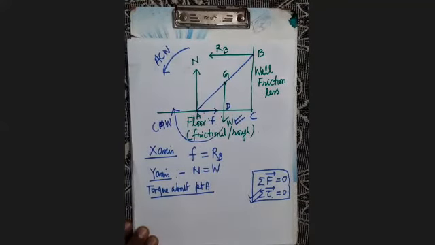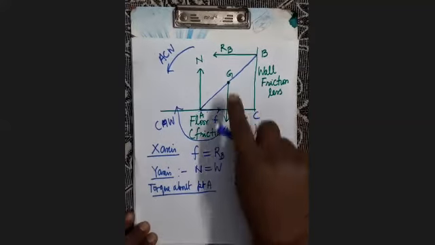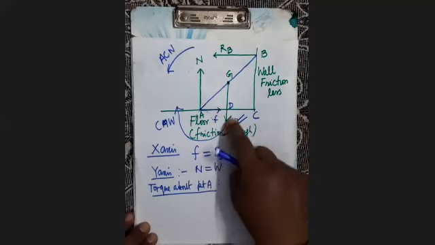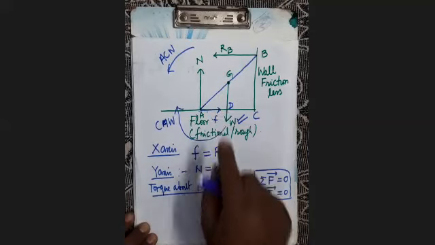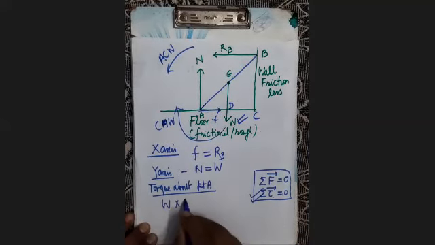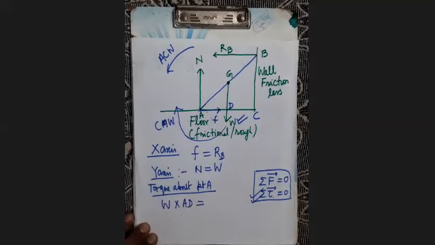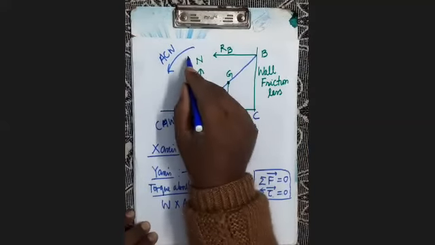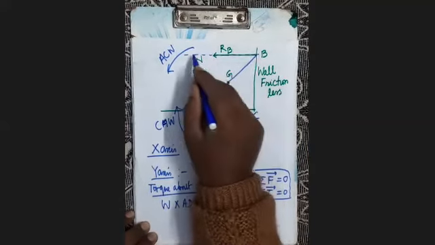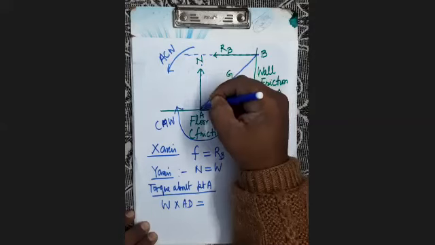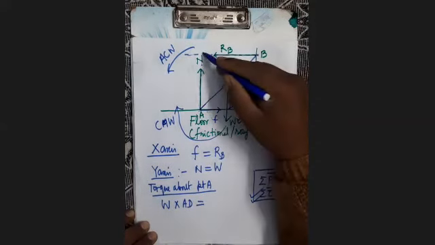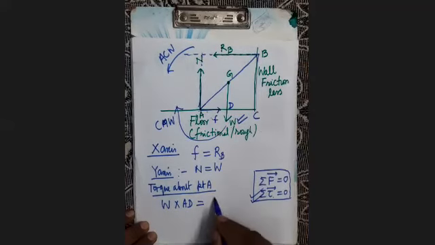What is the clockwise moment? Clockwise moment will be this force multiplied by the perpendicular distance of its line of action from the point of rotation, that is AD. W into AD. This is the clockwise moment. Now what will be the anti-clockwise moment? This force multiplied by the perpendicular distance of its line of action. Its line of action is this. What will be its perpendicular distance from A? This much, this means BC. It's clear. So it will be RB into BC.